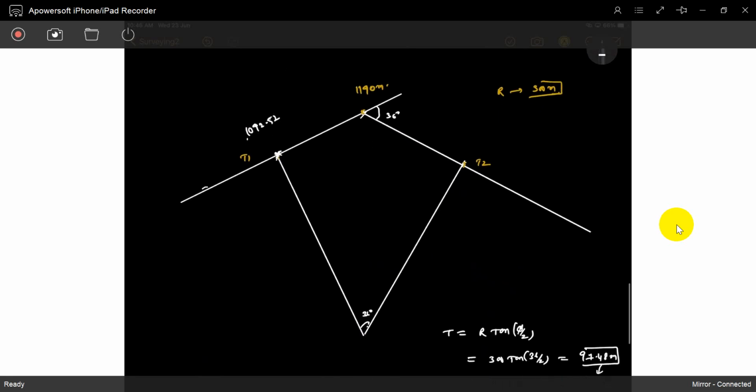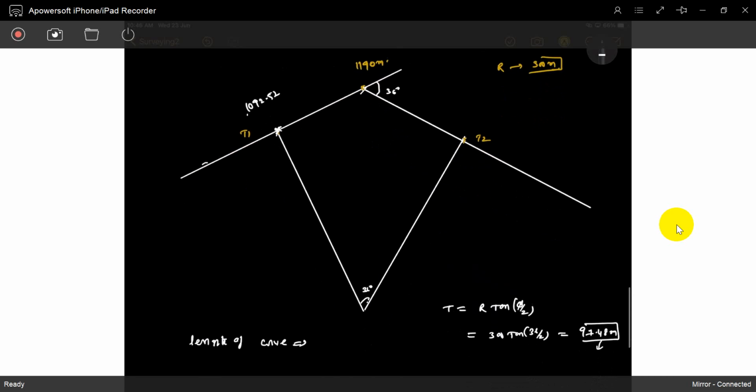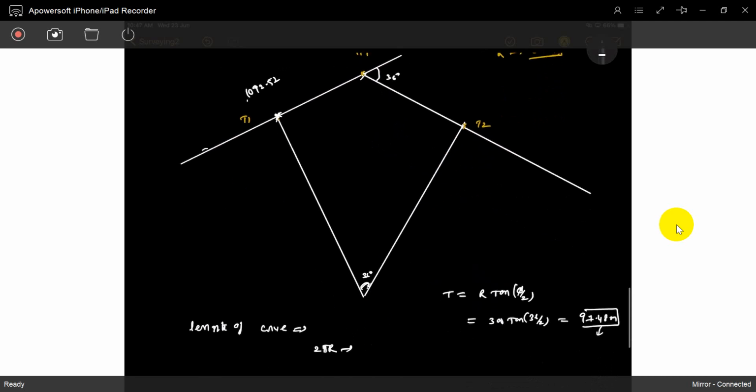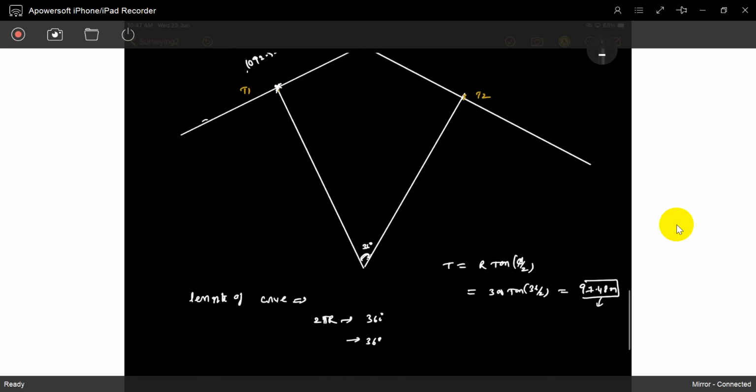And also we can easily find out the length of the curve. What is the length of the curve? Just 36 degrees. For the full circle, 2 pi r is 360 degrees. For 36, it is 10 times less, so divide by 10. So it is 2 pi r by 10.